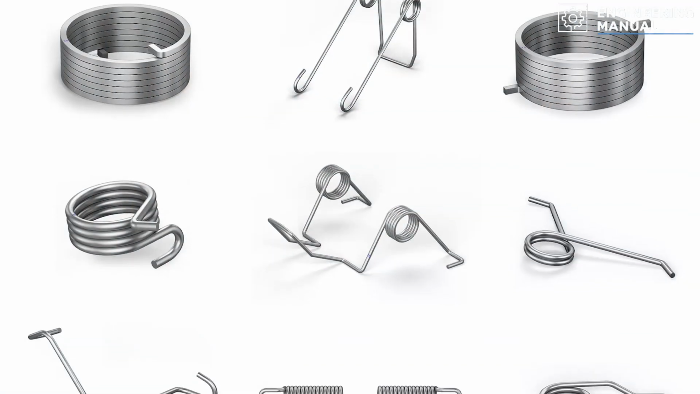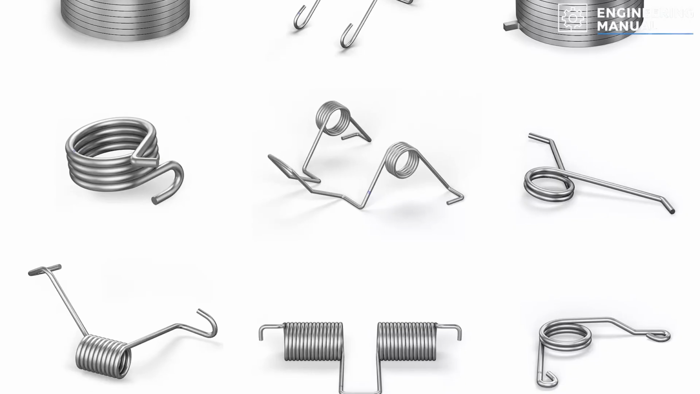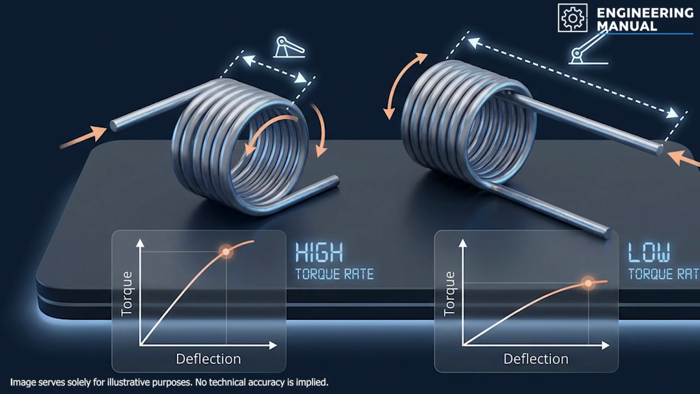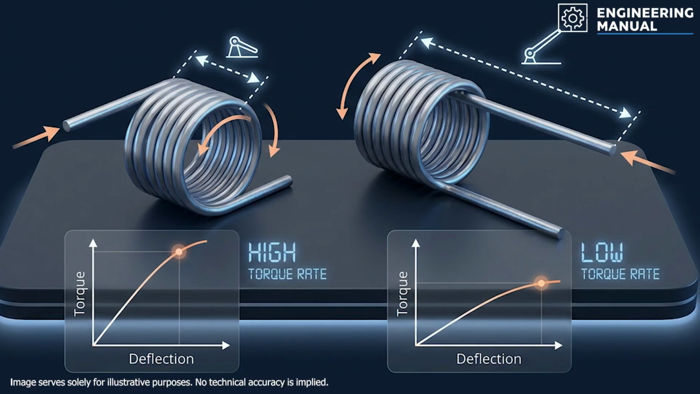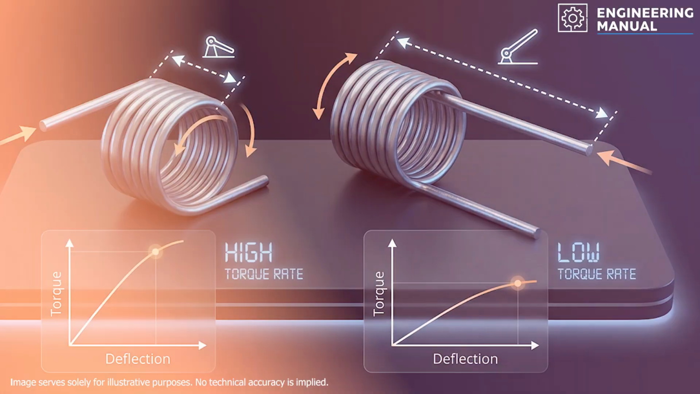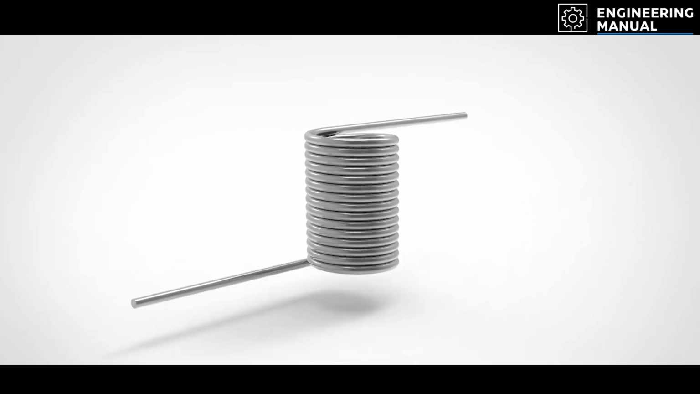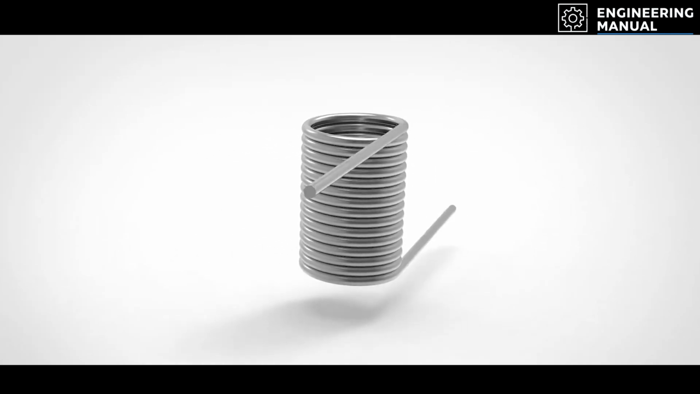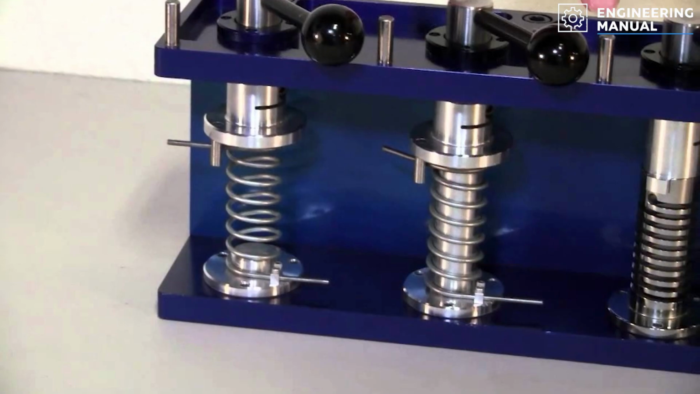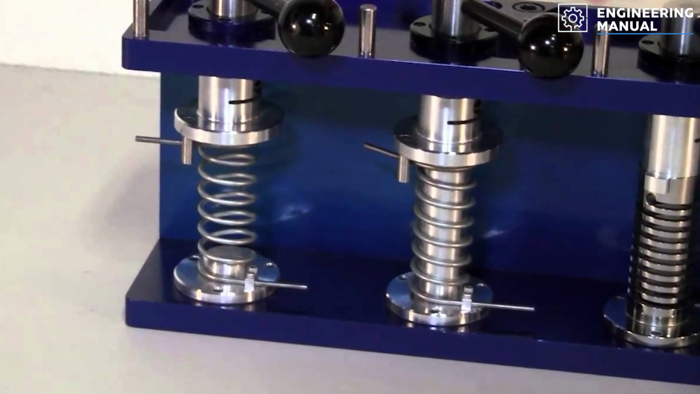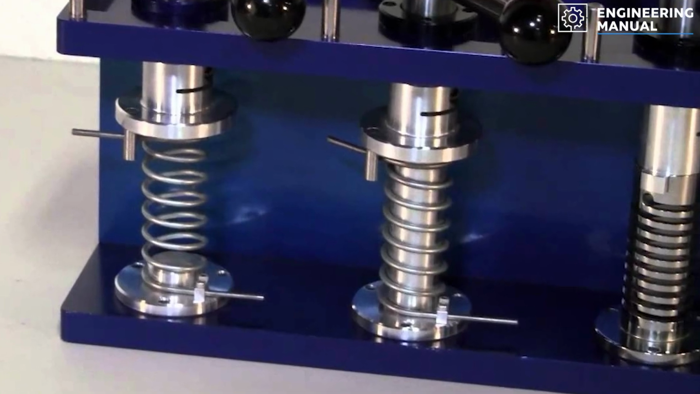End geometry dominates performance. The legs of a torsion spring act as levers, and small changes in leg length significantly affect the torque deflection characteristic through the effective lever arm. Unlike linear springs, torsion springs are inherently coupled to their mounting structure. Misalignment introduces parasitic bending loads that shift stress away from the intended torsional mode into mixed mode fatigue, significantly reducing life.